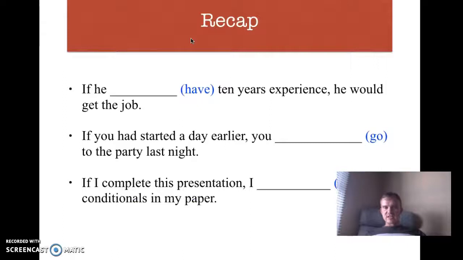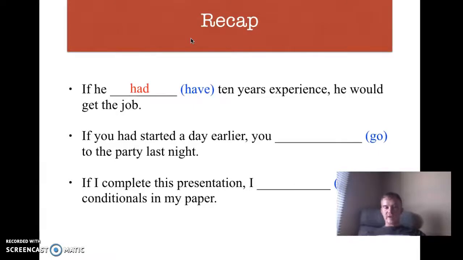Let's look at some of the rules that we have. And I'd like you to try to complete these three sentences with the correct verb forms. As we can see, with the first one, we have would. We see would in the result clause there. So this one has to be in the past. Okay, if he had 10 years experience, the reality is he doesn't. He would get the job.